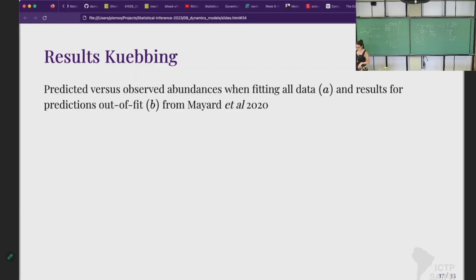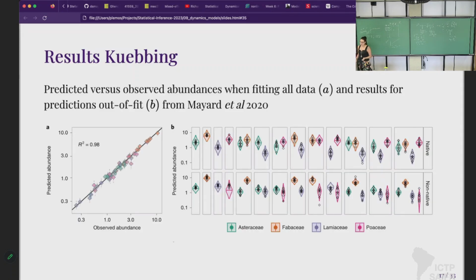The second result is what we call the predictions out of fit. They had all these different combinations of species richness. We take one of their experiments out, we fit the matrix B, and then after we fit the matrix, can we use that to predict the experiment that we removed? That is the idea of the plots that we're going to see. Because this data is really awesome, the fit looks really good. Each one of these diamonds is a different species of plant that they used, and this is the predicted abundance once we have fitted our B matrix.